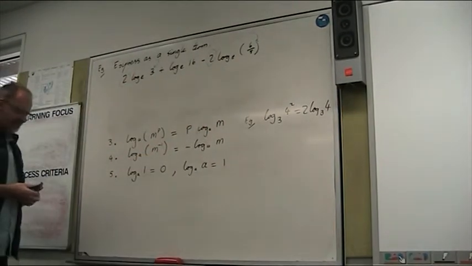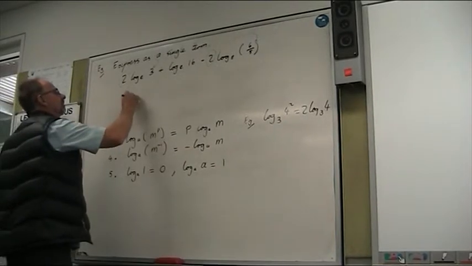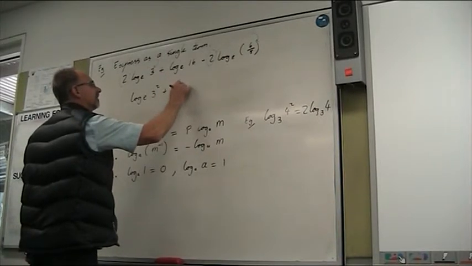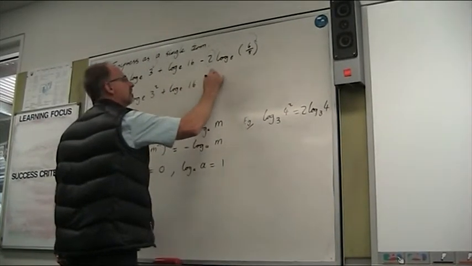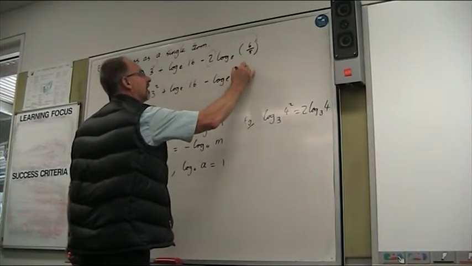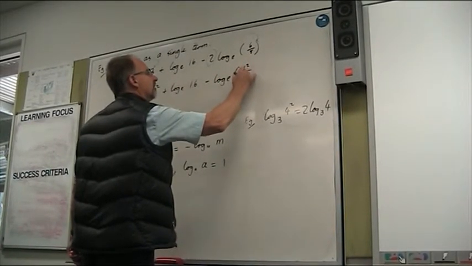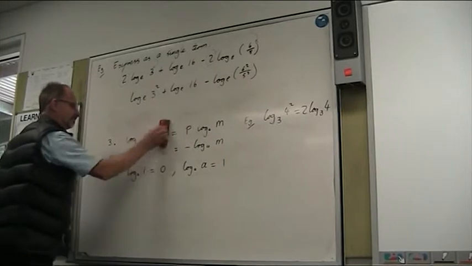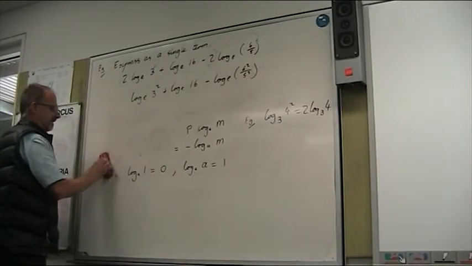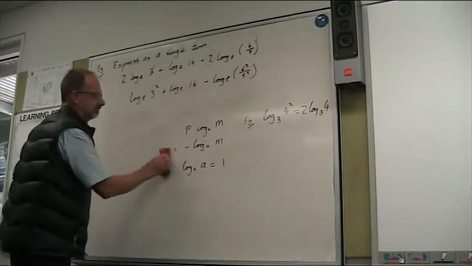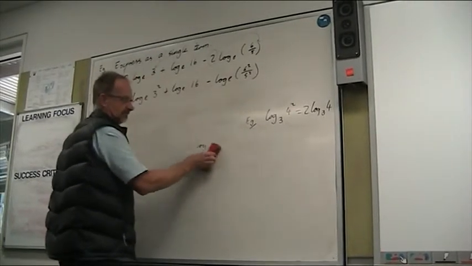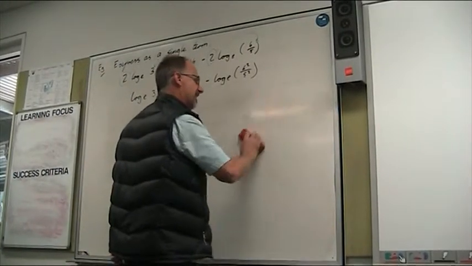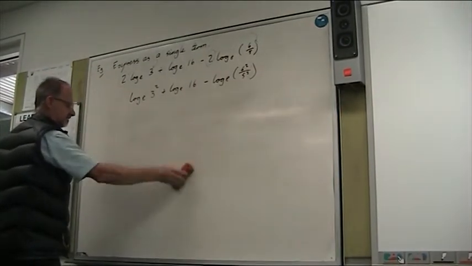If we do that, it becomes log to the base e of 3 squared plus log to the base e of 16 minus log to the base e of 6 squared on 5 squared. How come you don't take the negative? Oh, you can if you want. You can, but you'll end up with the same answer, but you don't have to take it.